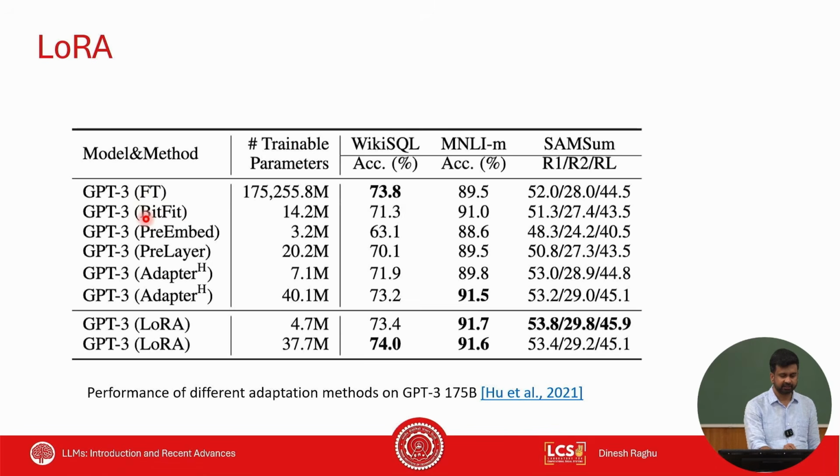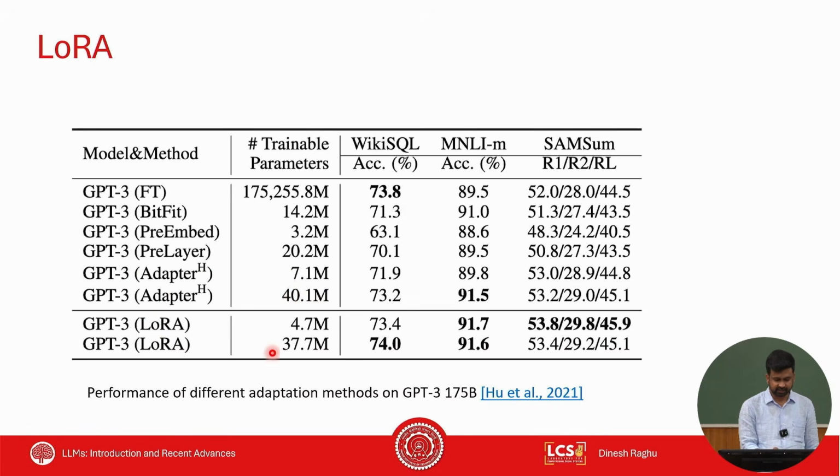So now by doing this, so here FT indicates full fine tuning. BitFit is a technique that was proposed where you only change the biases in the network and not change the weights, right? That's a trainable parameter. Pre-embed is the soft prompting. Pre-layer is prefix tuning. Adapters are the same, the Houlsby adapters that I talked about, now with different trainable parameters.